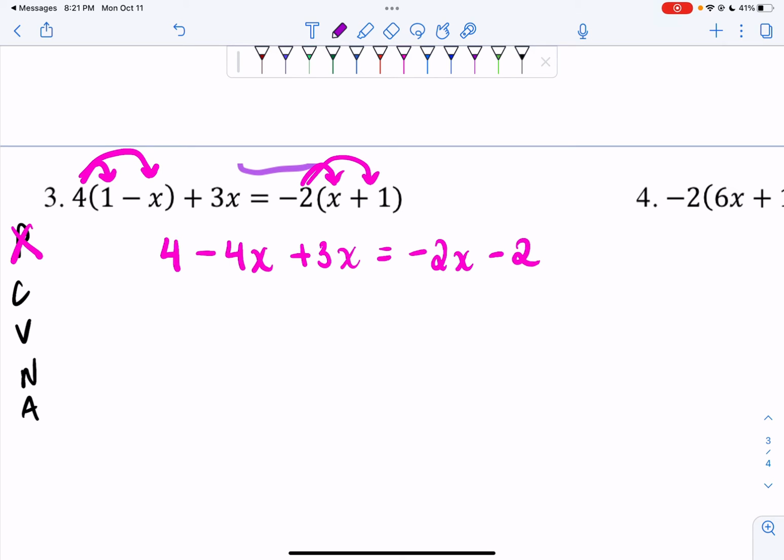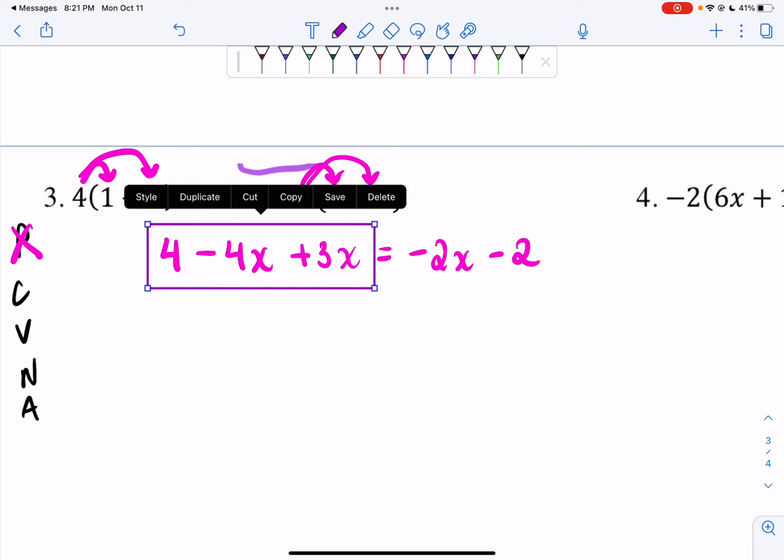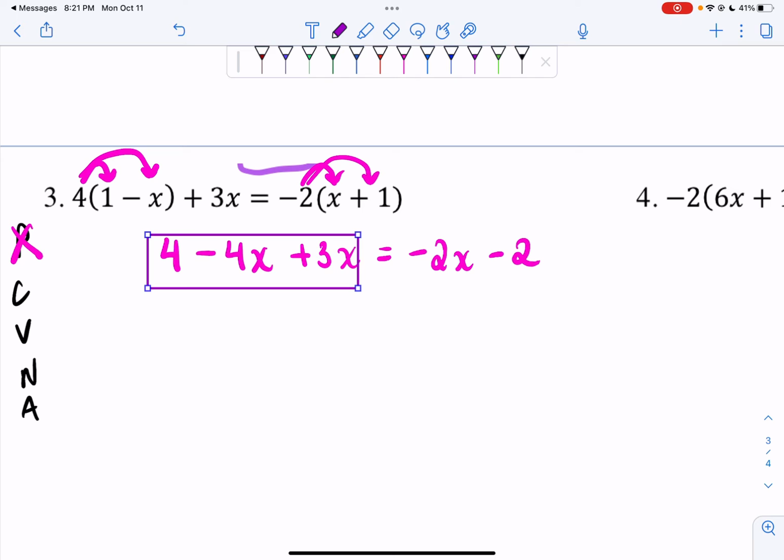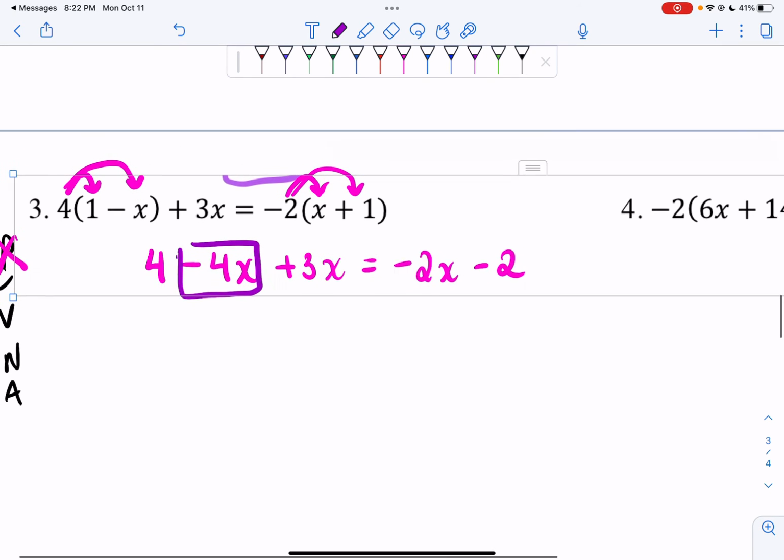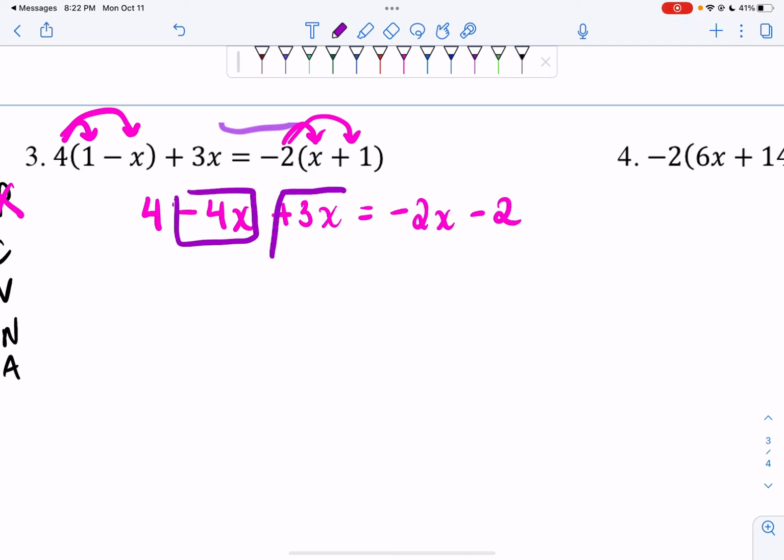C stands for combine like terms. So in this box, what can I combine? You can combine something. What do you think? Very good. I can combine my negative 4x with my 3x. And that's exactly what we're going to do. Negative 4x plus 3x is negative 1x. So I have 4 minus 1x equals, and I have to ask myself, negative 2x minus 2. I can't combine it.